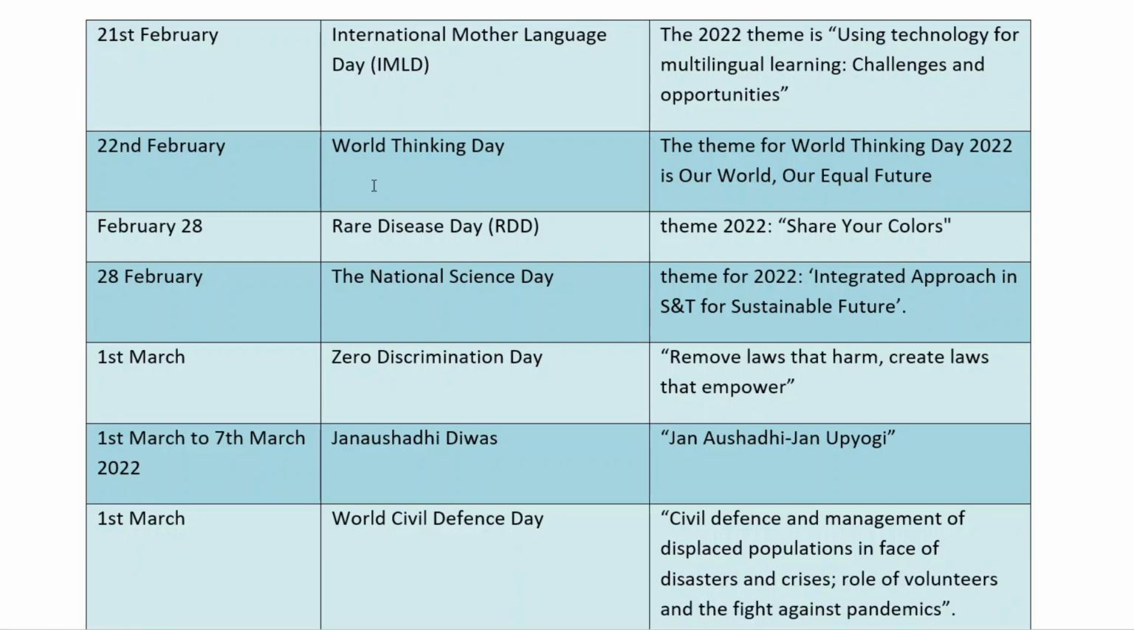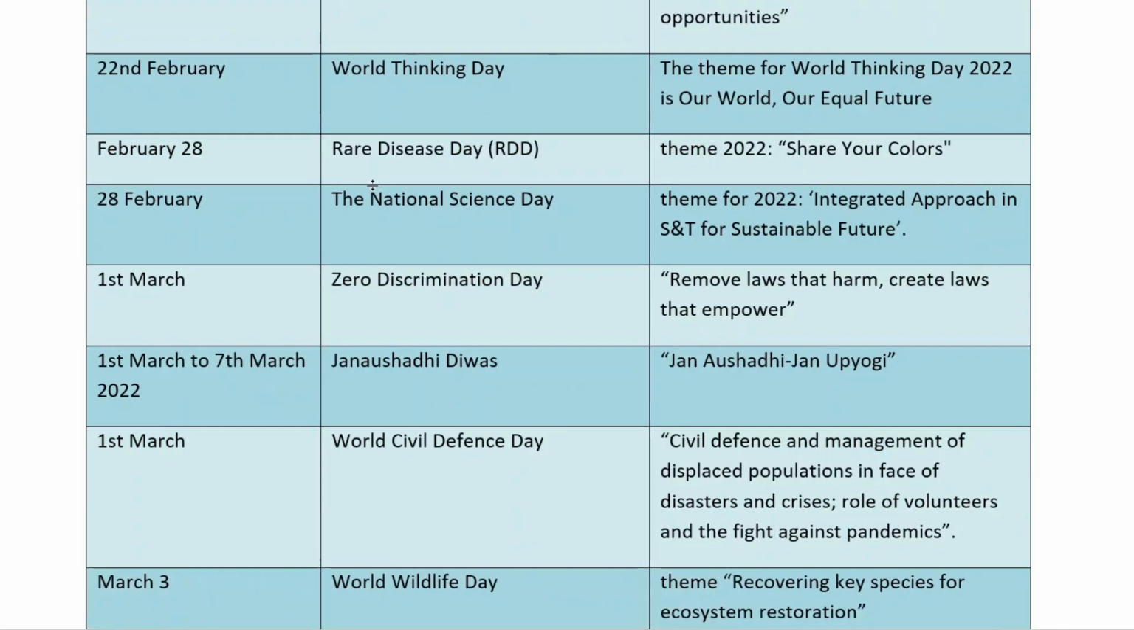The next one, Feb 28. We have two important days on February 28. The first one is Rare Disease Day and the second one is National Science Day. The trick that can be used here to remember these two days is: we can use science and technology to identify the rare diseases.